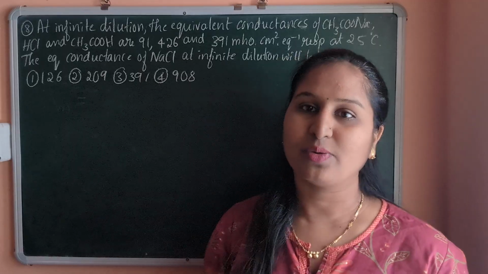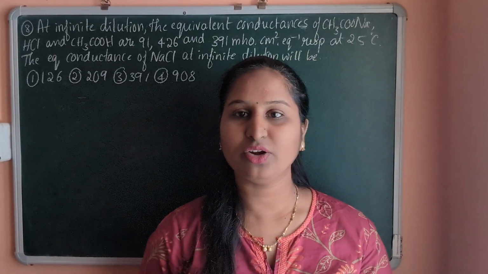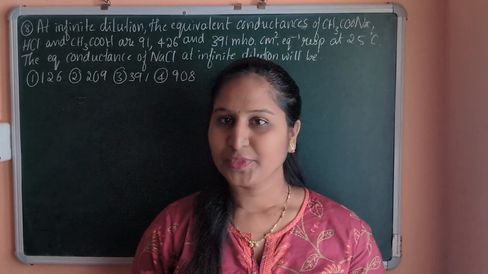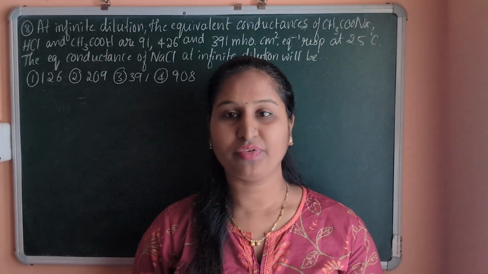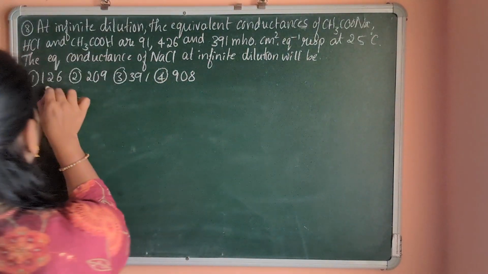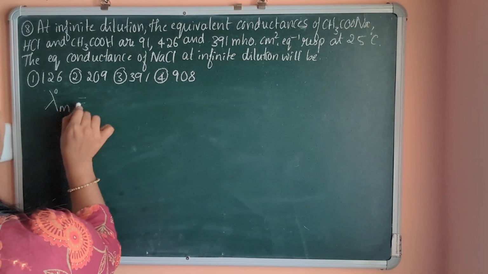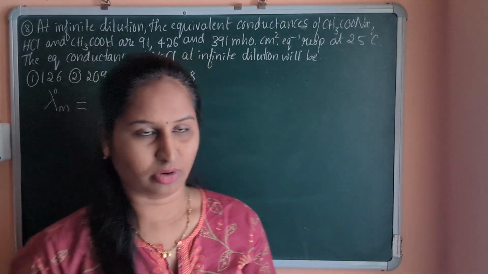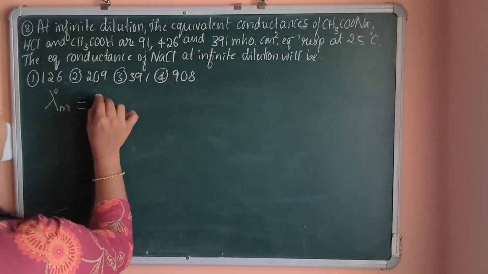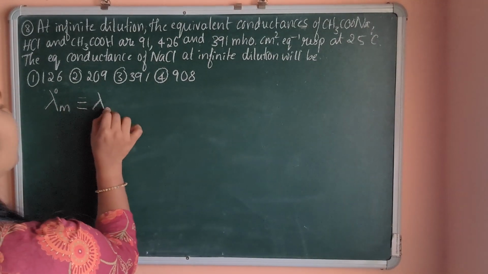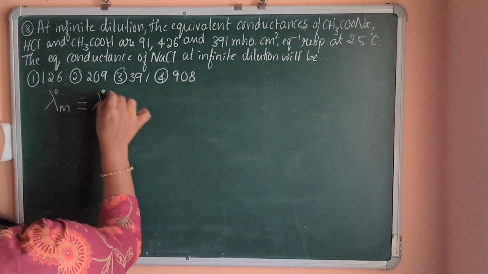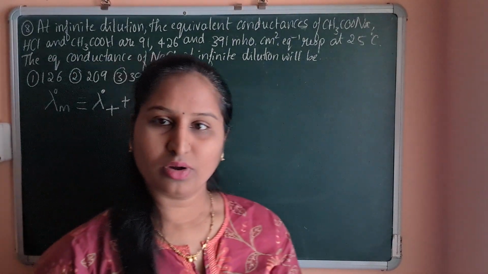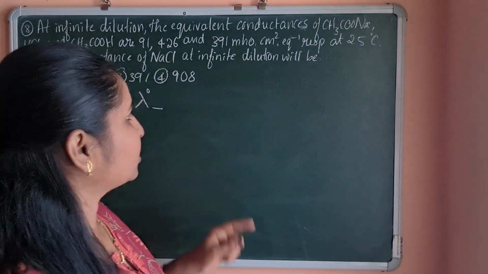So this question is from the concept of Kohlrausch's law of independent migration of ions. The meaning of Kohlrausch's law is that the limiting molar conductivity of an electrolyte can be represented by the sum of the limiting molar conductivities of its cation and anion. So it can be written like this. Based on this law only, this question is going to be solved.